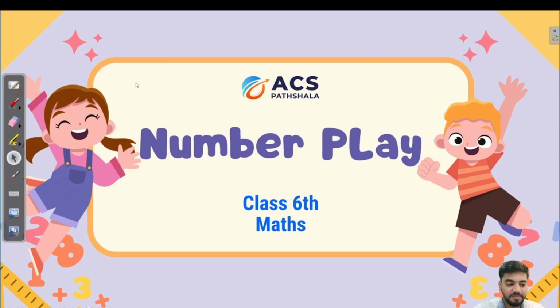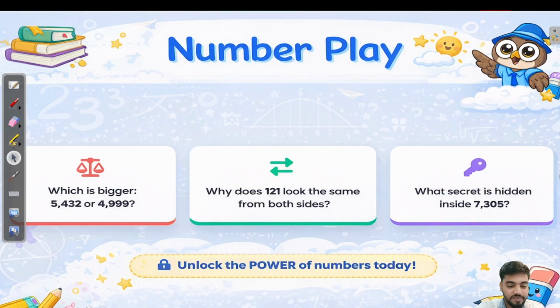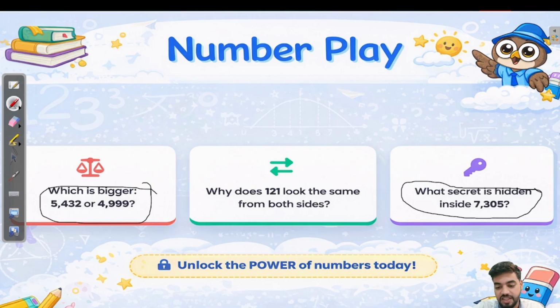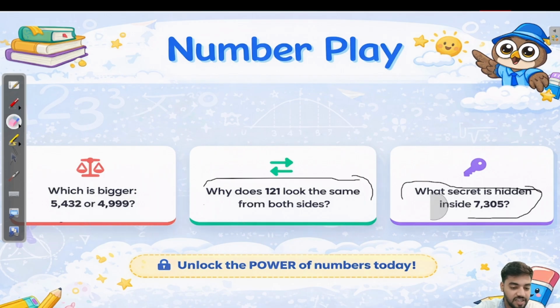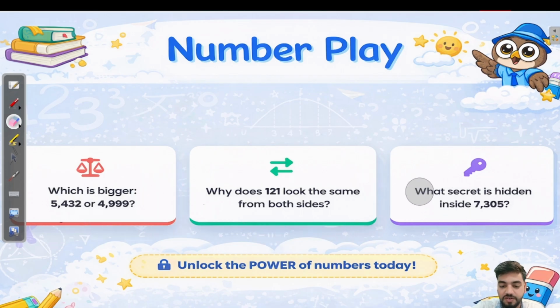Let's play with numbers today. Before moving forward, I have an activity for you. Can you tell me which is the bigger number, 5432 or 4999? Can you tell me what secret is hidden inside the number 7305? And in the last, I have a surprise for you. Why does the number 121 look the same from both sides? Let's understand these concepts in the moving slides.